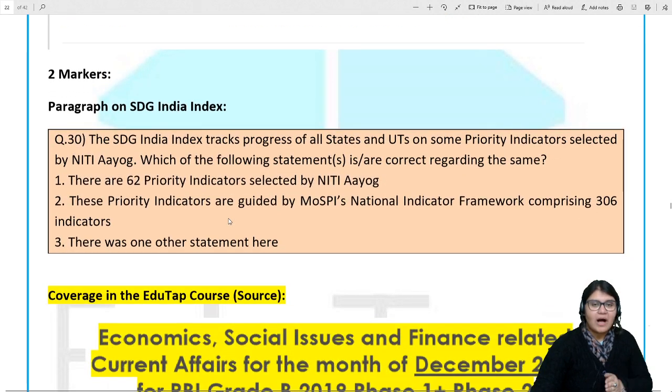Next, coming to 2 markers. So we are done with 1 markers. We have 31 markers in total and we have 35 2 markers in total. So let's see what were the questions that were there in 2 markers.